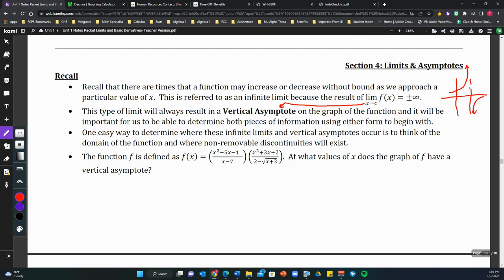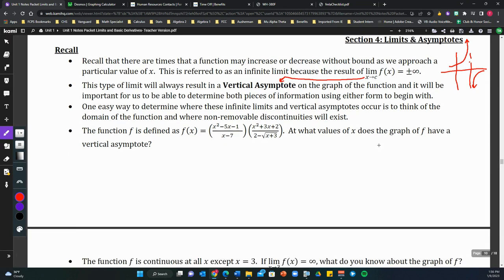One really easy way to determine where those infinite limits and vertical asymptotes occur is to think of the domain of the function and where those non-removable discontinuities will exist. We've already looked at this in a more informal way in the first few sections. This is really just going back and highlighting this and making it more formal. So whenever we evaluate that limit as x approaches a finite value and our result is positive or negative infinity, it is now an automatic rule. For sure, you should know that there is a vertical asymptote on that graph.